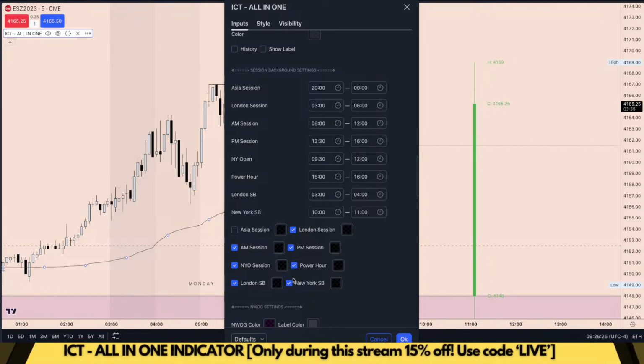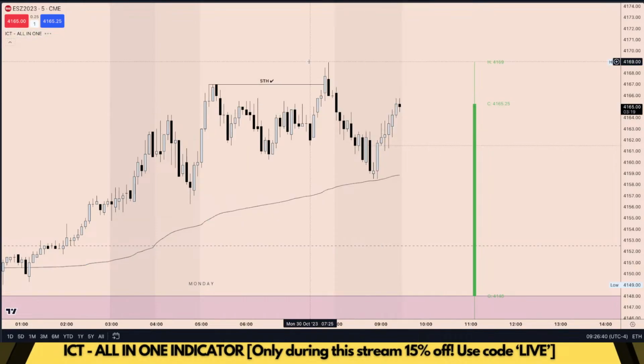I do not want to see the London SilverBullet. Not the New York SilverBullet. The New York open session, not as well. The power hour neither. PM session neither, just the AM session, which is starting from 8 till 12. Alright, perfect. Background's there.